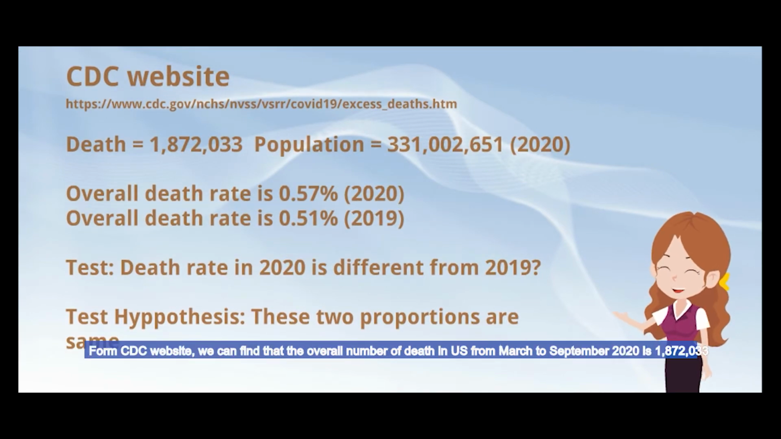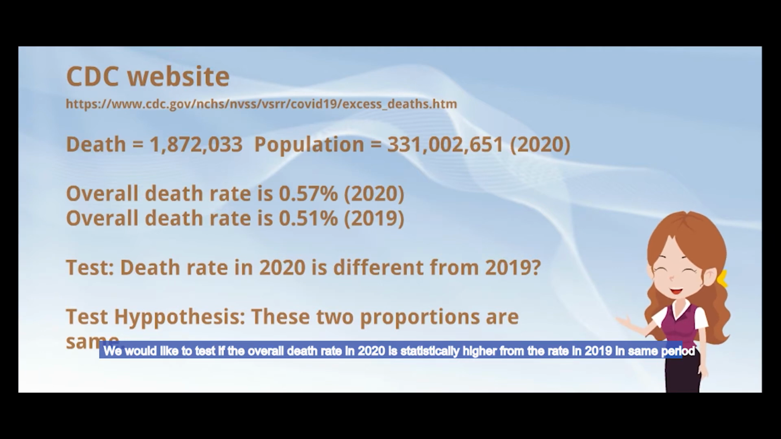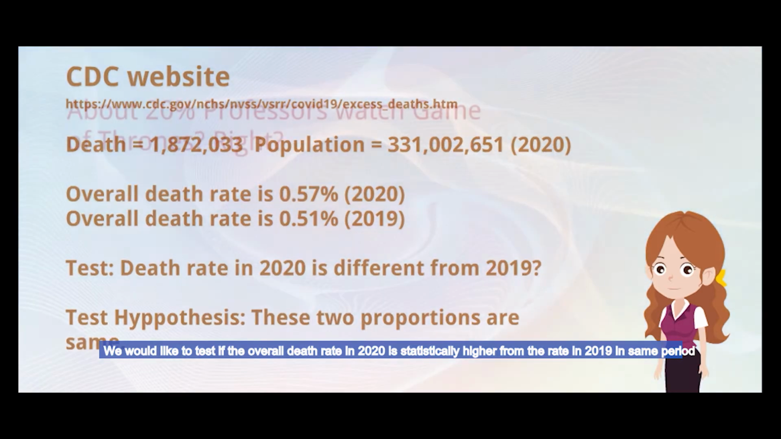From a CDC website, we can find that the overall number of deaths in the US from March to September 2020 is about 1.87 million, while the US population is 331 million. Death rate is 0.57%. We also know that the death rate from the same period in 2019 is 0.51%. Since there is a COVID-19 pandemic during this time, we would like to test if the overall death rate in 2020 is significantly higher than the rate in 2019 in the same period.